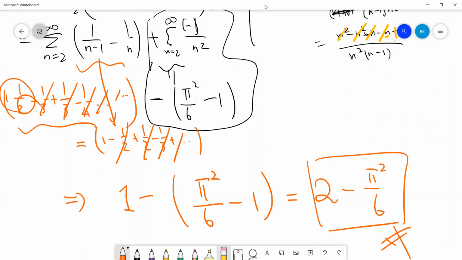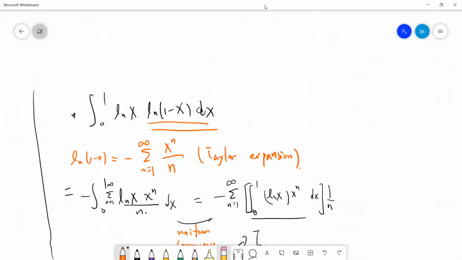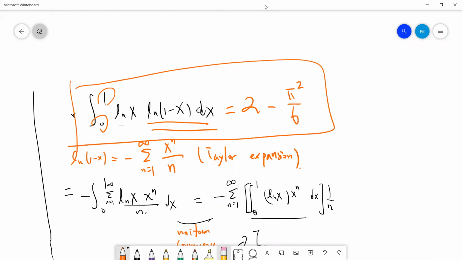So yes, this is the answer. It's amazing: one factor is ln x and the other is ln(1 minus x), which just seems symmetric, but the final answer is 2 minus pi squared divided by 6. Interesting. Hope you guys feel it's interesting.